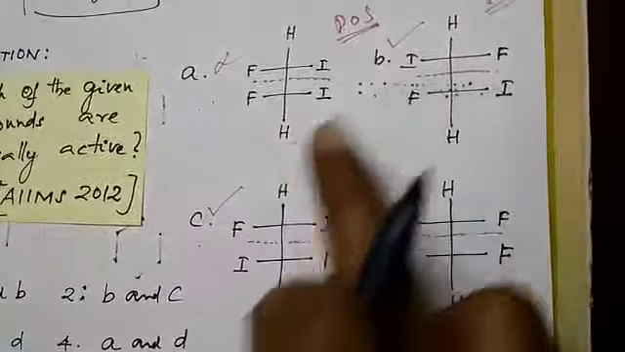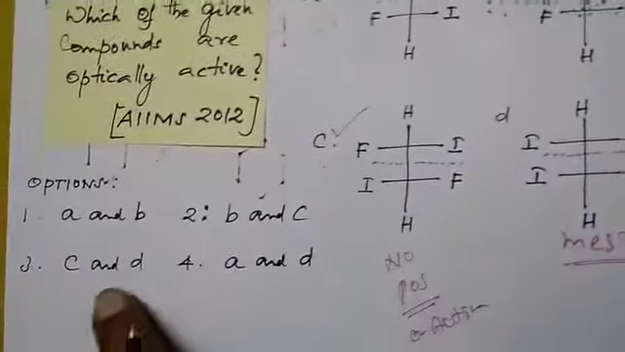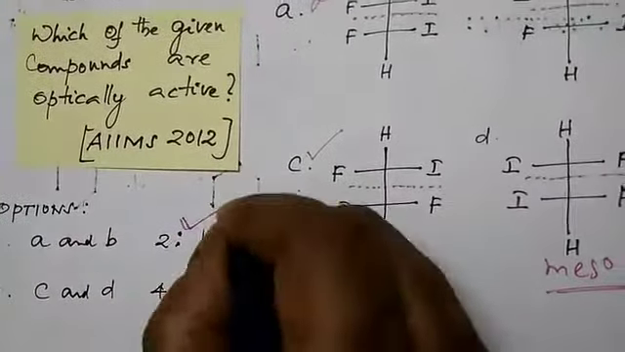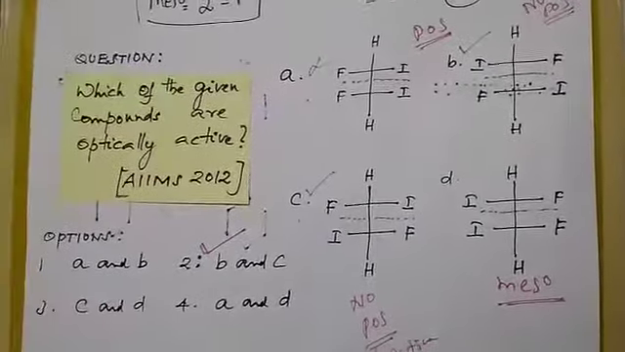So now we have identified that the optically active ones are B and C. Go on to find the option with B, C. So now this is your answer. Like that, we have to approach the question. Prepare well, children. Thank you.